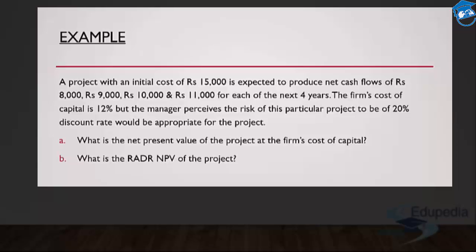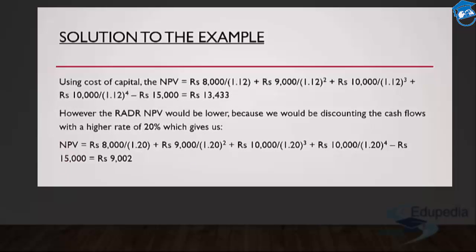So let's begin with the first subpart. If I use the cost of capital, that is 12%, my NPV would be: rupees 8,000 cash flow for the first year, divided by 1.12, that is 1 plus the discounting rate of 12%. That will be the present value of the cash flow for the first year. For the next year it will be 9,000 rupees, divided by 1.12 to the power 2, because that is the second year. For the third year it's going to be rupees 10,000, divided by 1.12 to the power 3, because that is the third year. And lastly, that will be 10,000 for the fourth year as well, divided by 1.12 to the power 4.